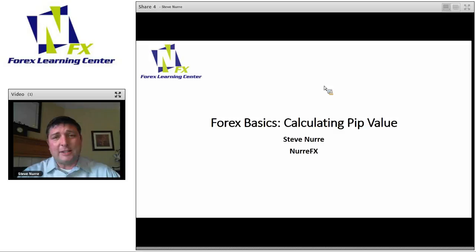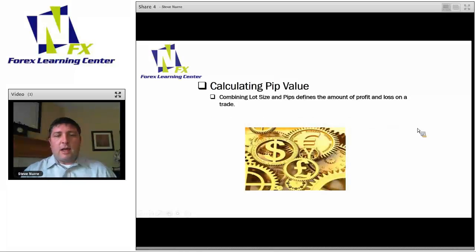Now that we know lot size, we know what a pip is, we know how to define the exchange rate, because we are dealing with currency exchange rates, depending on what pair you trade, the value of each point or each fractional point of movement is going to be different. So combining lot size and pips from the previous tutorial defines the amount of profit and loss that we can expect on a trade.